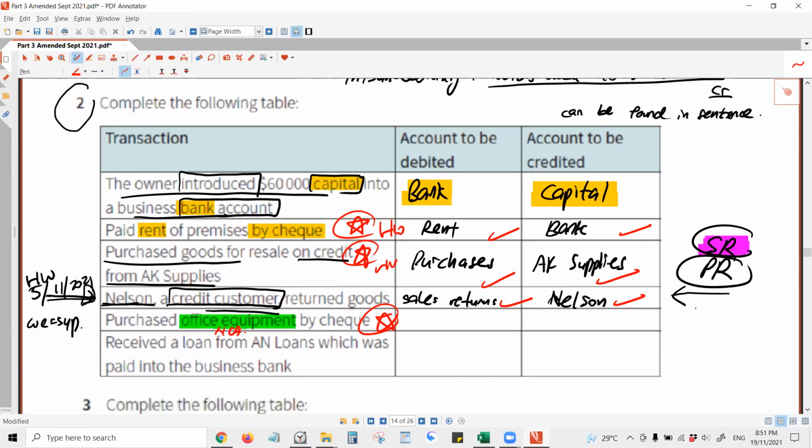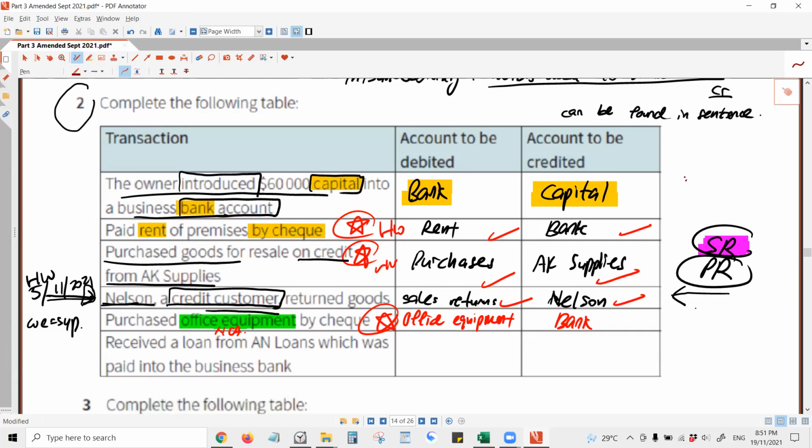So buy office equipment by check, you credit bank. Can you debit purchases? No. Debit purchases means you buy goods. When you buy NCA, you debit the name of the NCA, office equipment. Don't debit purchases. That's the most common mistake made.